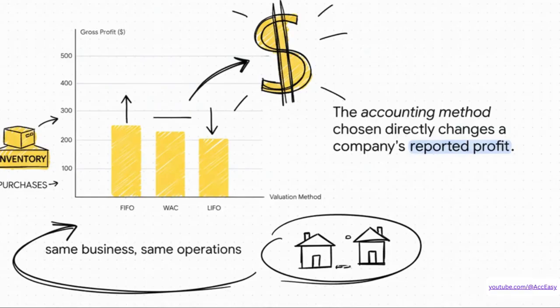And this right here is the ultimate takeaway. Just look at this. Using the exact same sales data, the exact same purchases. The only thing that's different is the accounting method, and it completely changes the company's reported gross profit. Under FIFO, profit looks the highest. Under LIFO, it's the lowest. It's the same business, same everything, just a different accounting choice, leading to a totally different result.